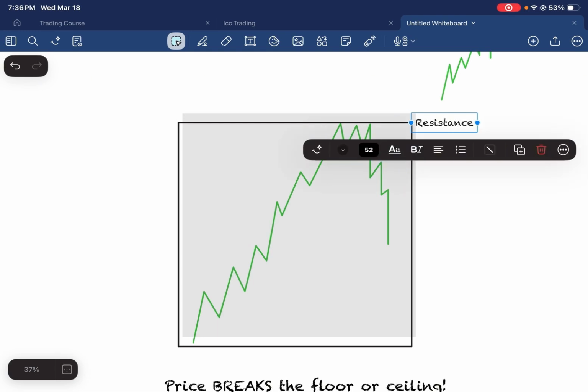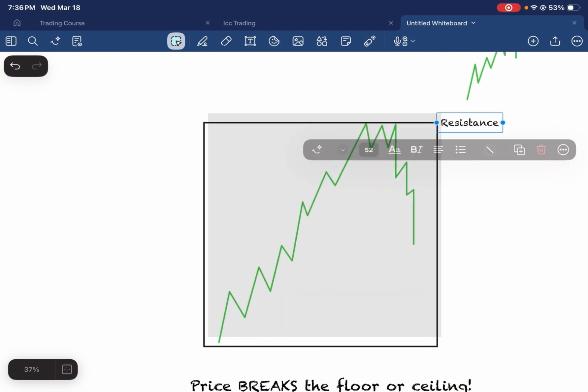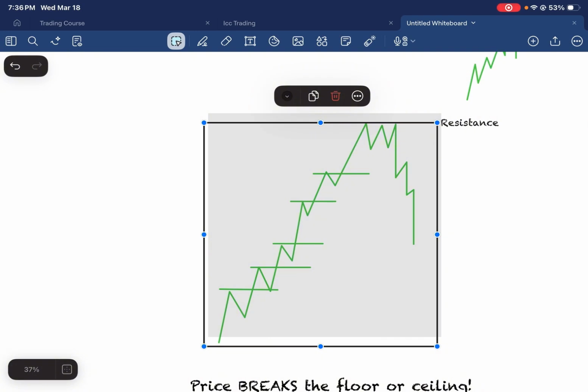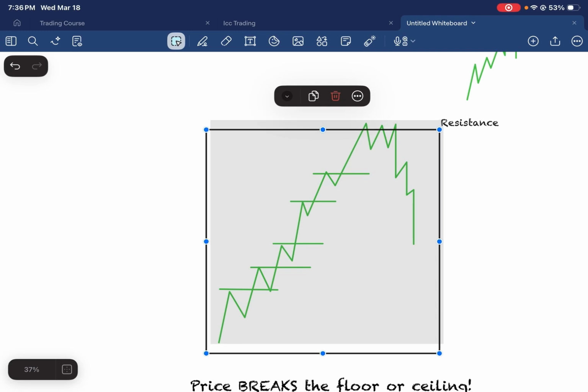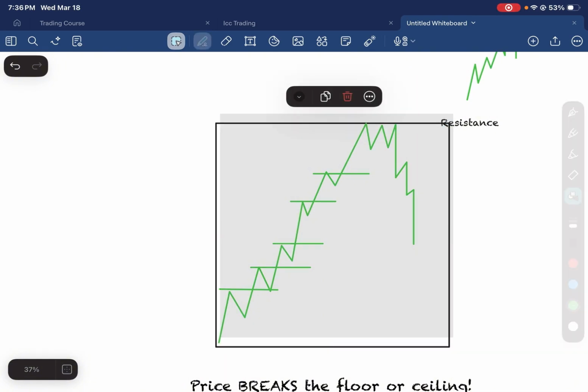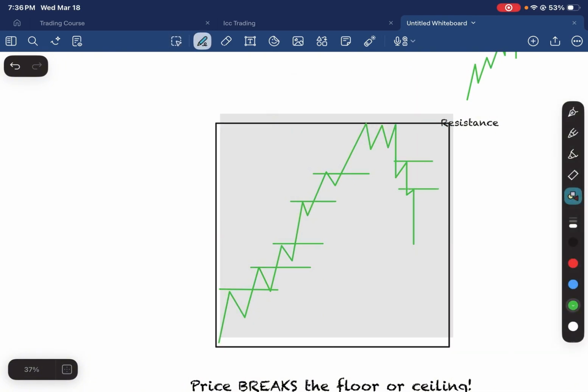All right, even here, let me show you guys right here. So right here is a resistance, resistance, resistance. Because every time price reaches this level, it bounces off, then it breaks out, reaches another level of resistance, bounces off, reaches another level of resistance, bounces back. So I hope y'all are getting the point. And we have resistance here again. We have resistance here and here.